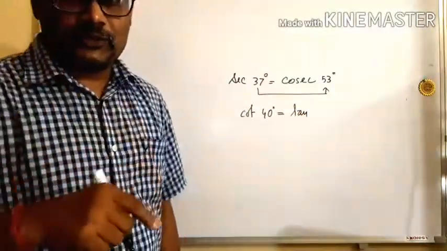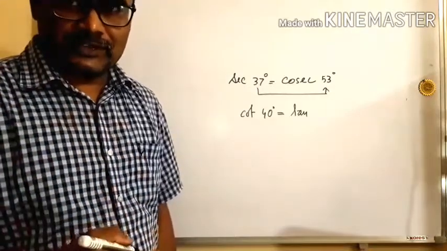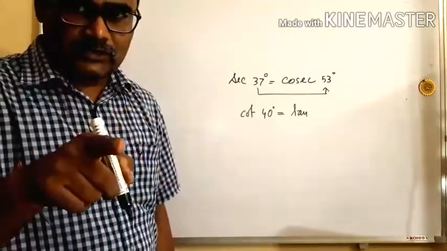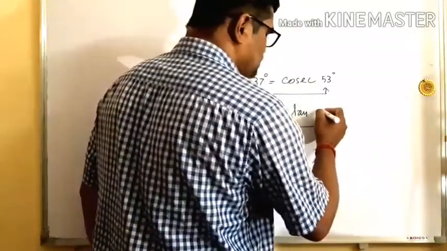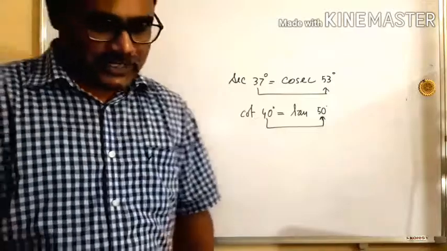Great. Now what should be the angle? Same criteria, both side angles should be complementary to each other. Write the complement of this. What is the complement of this? 90 minus 40 gives you 50, right? So you're done with this, right?